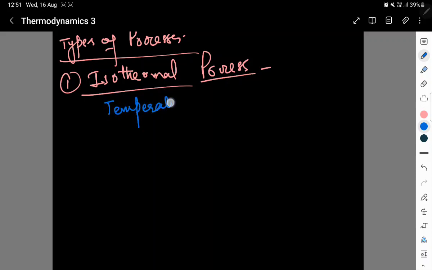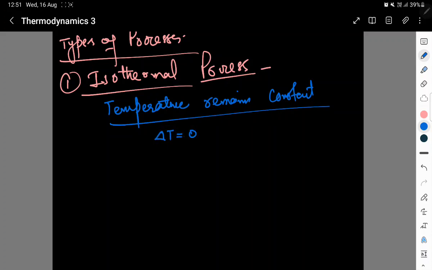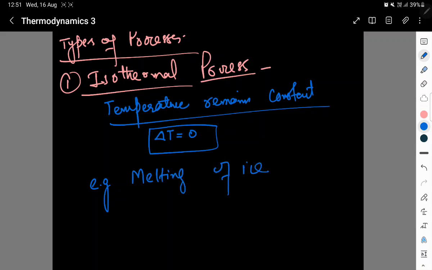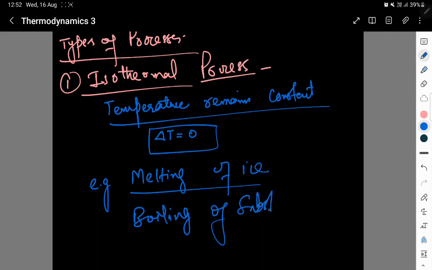Temperature remains constant, right? There is no change in temperature, that is delta T equals 0. Change in temperature equals 0. There is no change in temperature. For example, during melting of ice, or boiling of a substance, there is no change of temperature, right?